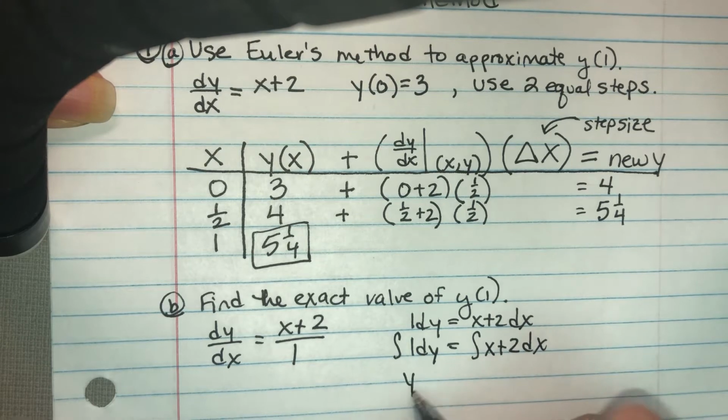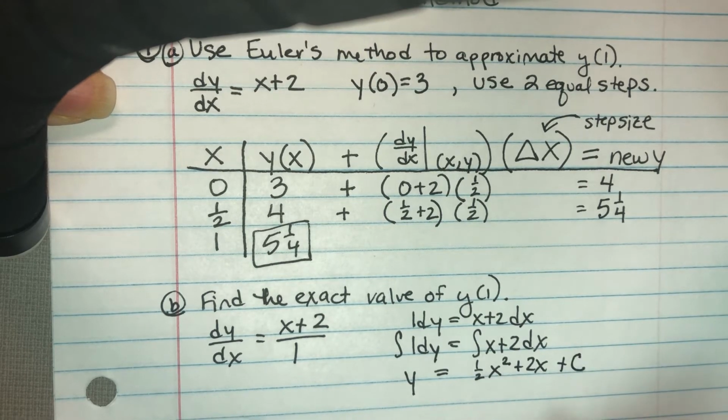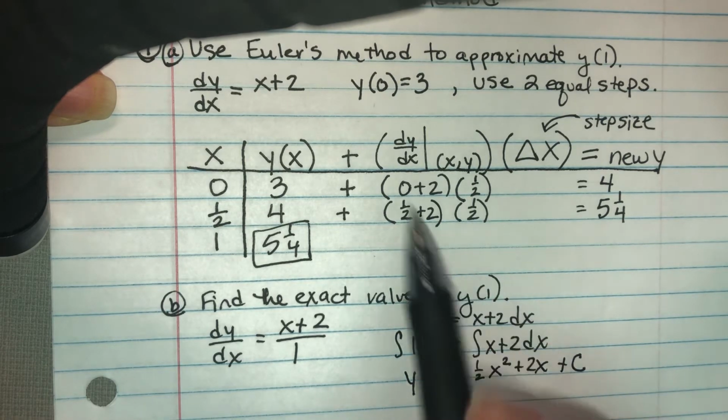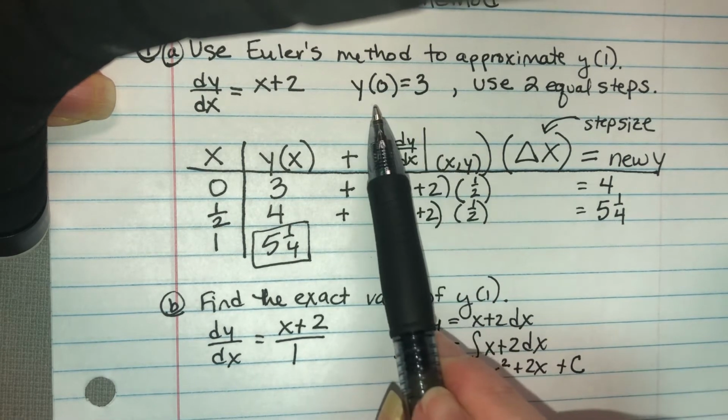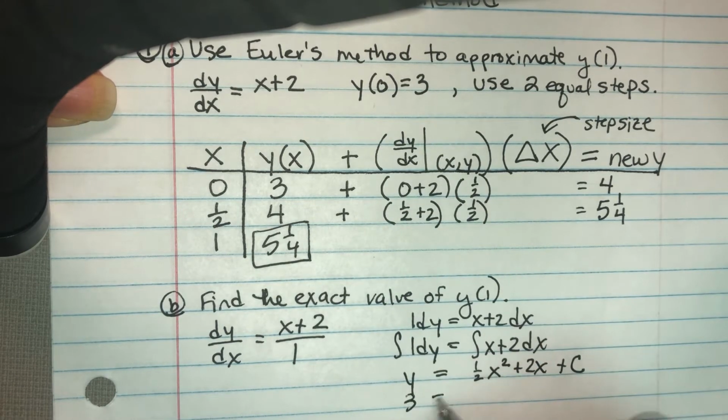So y will equal 1/2 x squared plus 2x plus c. And now I'm going to substitute in my point. I'm still using the same information I had here. y of 0 equals 3. So y is 3 when x is 0. So that means c is equal to 3.